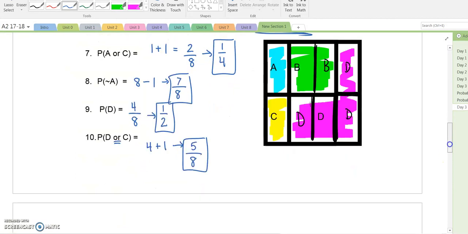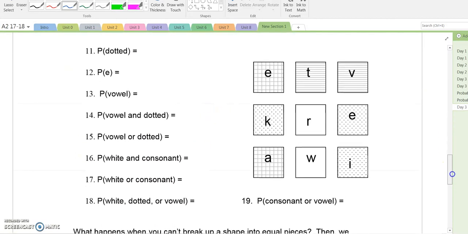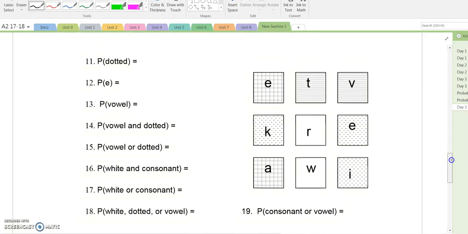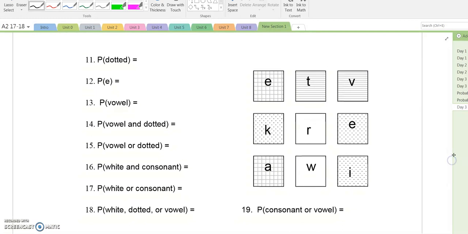Alright, let's go ahead and flip the page over. On this second page, we're going to do a little bit before we continue geometry, a little bit of practice between the difference between and or. So first, let's just make sure we understand the concept. We got 9 total boxes here, and they all have a letter and then a design. So for 11, it says the probability you choose a dotted one of these boxes. Well, there are 3 dotted ones out of 9. So 3 out of 9, or 1/3.